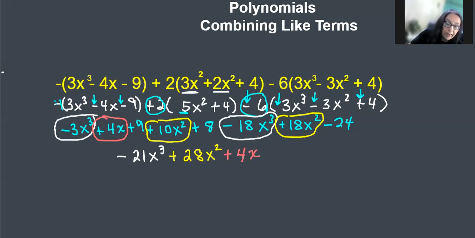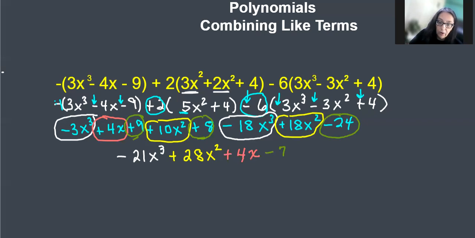Now, lastly, we have to add our constants together. Our constants are our numbers that don't have a variable attached to them. So let's take a look. I've got a positive 9 and a positive 8 and a negative 24. Well, 9 plus 8 is 17. 17 minus 24 is negative 7.